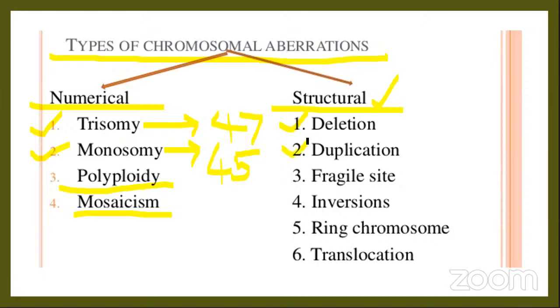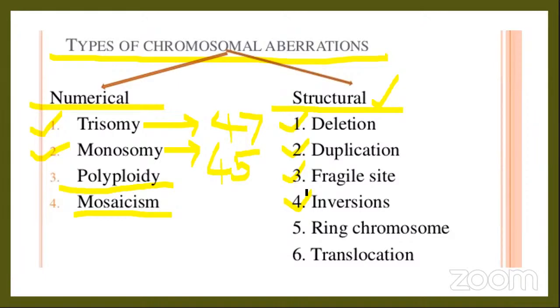Next, duplication. If the genes in the chromosomes are duplicated, they become doubled. Okay, that's also one of the problems. Fragile site. Breakage of the chromosomes is called the fragile condition of the chromosome. Inversions, that means changes in the sequence of the chromosomes. If the nitrogenous bases are arranged in an inverse manner, that's called inversions in the chromosomes.